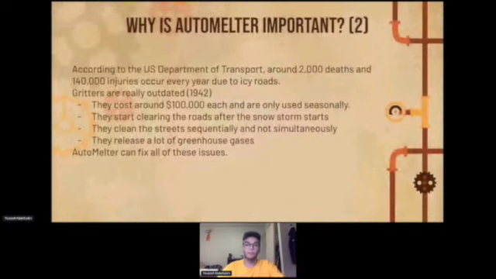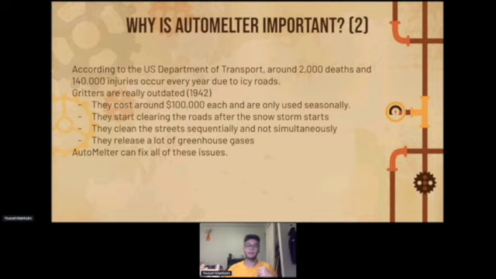Now, there's another reason why AutoMelter is a pretty cool device. So according to the U.S. Department of Transport, there has been around 2,000 deaths and 140,000 injuries every year due to icy or snowy roads. Now, if you guys live in snowy areas, you know gritters, or snow salt trucks. It's basically trucks that spray salt on the streets after snowstorms to prevent snow from melting and forming into ice.